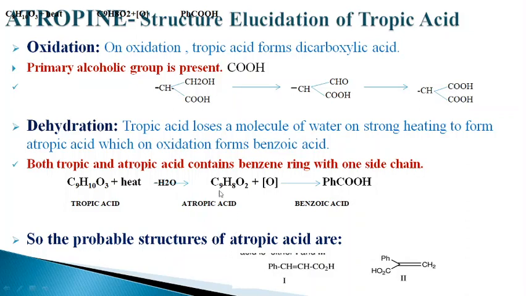So on the basis of this dehydration and oxidation reaction, the probable structures of atropic acid, first we will deal with atropic acid as it is the dehydrated product of tropic acid, it contains a double bond. So the possibilities are Ph, CH, double bond CH, COOH, this is structure first, and the second is structure 2. These two structures.